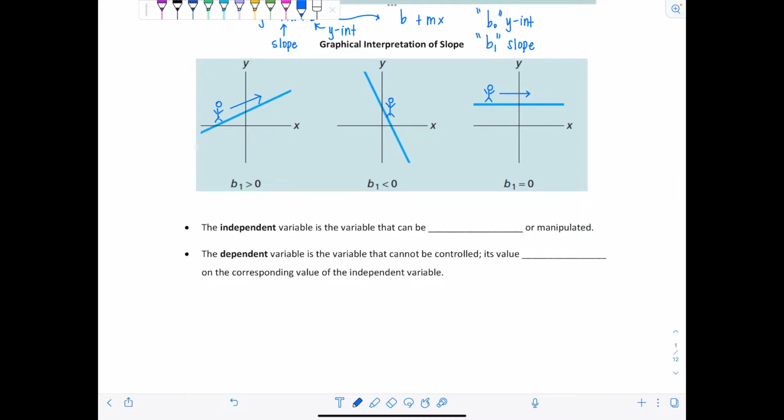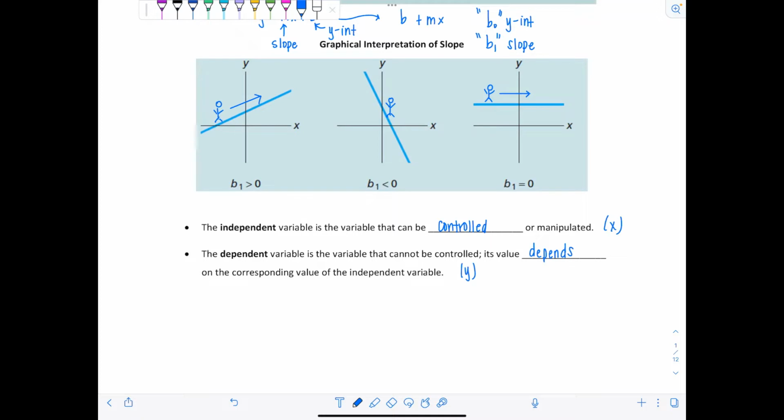Okay, now when we're looking at linear equations, and all equations specifically, the independent variable is the variable that can be controlled or manipulated. And in this case, that will refer to x. X is your input, that's the independent variable. And then the dependent variable is the variable that cannot be controlled. Its value depends, that's why it's dependent, on the corresponding value of the independent variable. And that for our purposes is going to be y, okay?